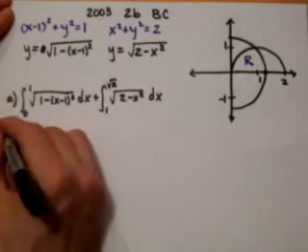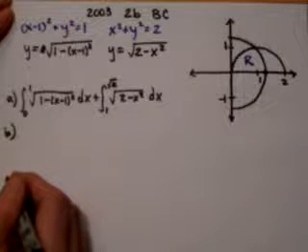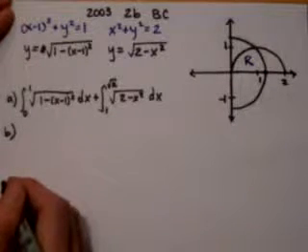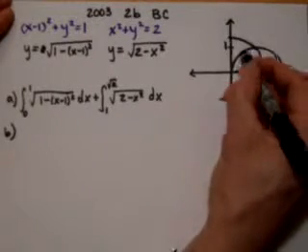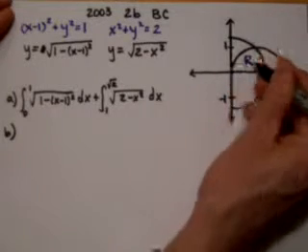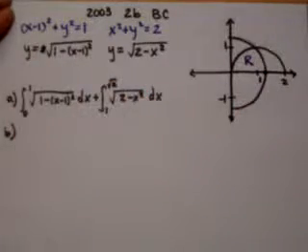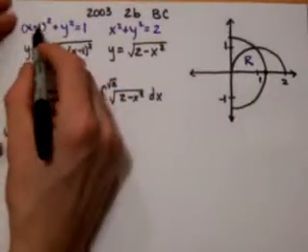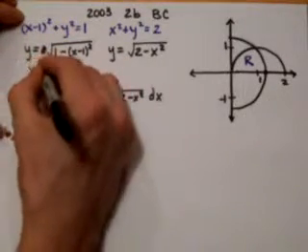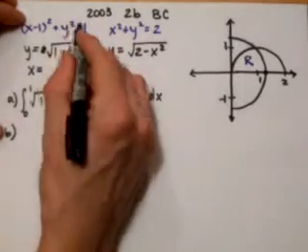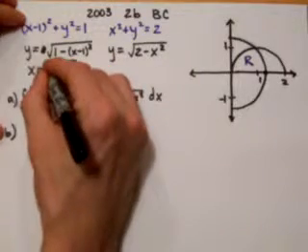Now B asks you to set up an expression involving one or more integrals with respect to y that represents the area of R. So instead of going this way and doing rectangles, we're going to be doing rectangles this way. So we're going to be doing the big circle minus the little circle. First of all, though, we need to solve these for x. Solving this one for x is a little trickier. x equals the square root of 1 minus y squared, and we're going to get plus or minus.